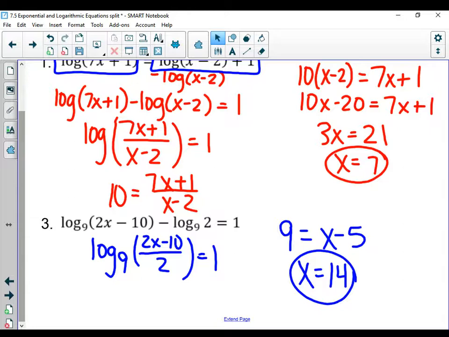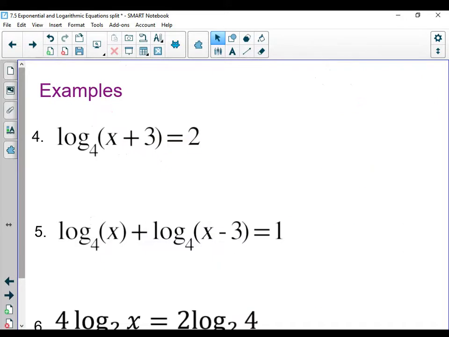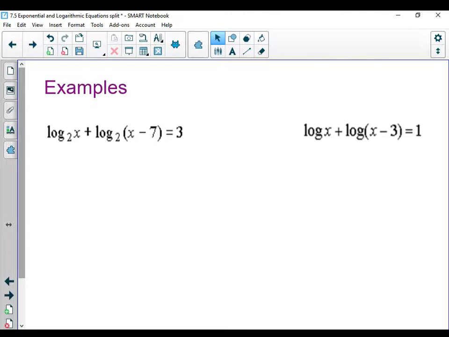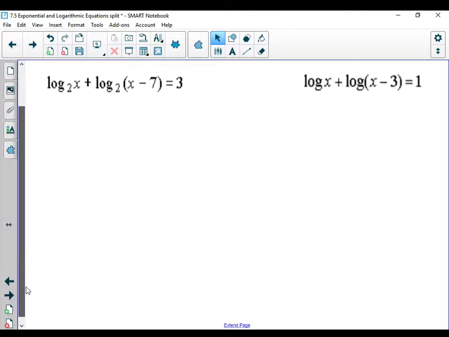So hopefully now you see what I was talking about when I said, when we learn around the world, when we learn expanding and condensing, it sets us up for solving. So everything we've learned so far, we're using on these problems. Okay. Let's see. Let's try both of these.